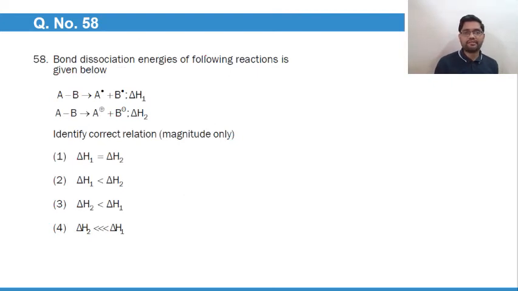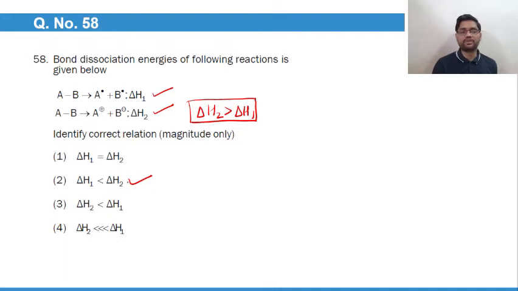58, the bond dissociation energies of the following reactions are given. This is homolytic and this is heterolytic. Identify the correct relationship. We know that heterolytic bond fission will require more energy than homolytic bond fission. This has to be the concept. Delta H2 is more than delta H1. We'll go with option number 2.